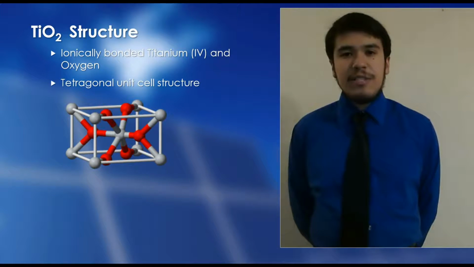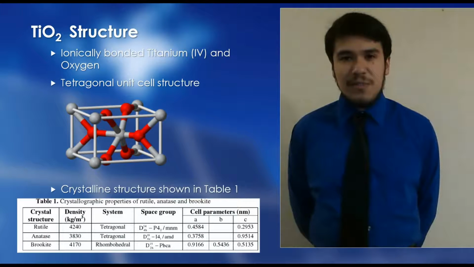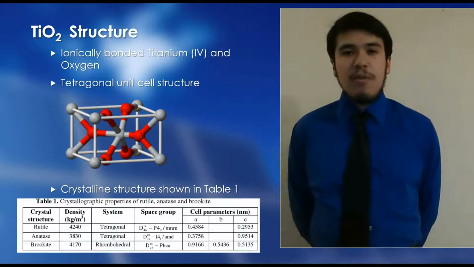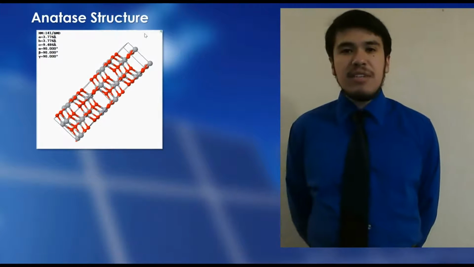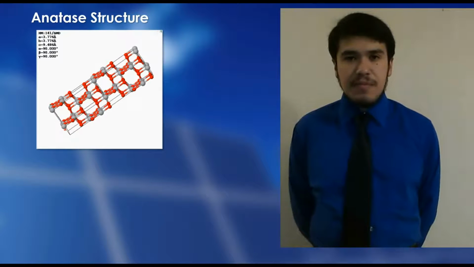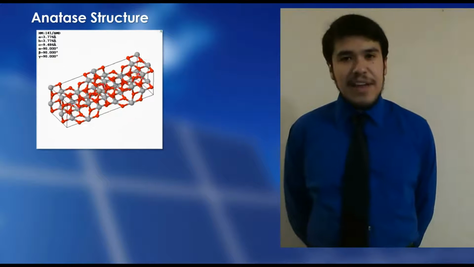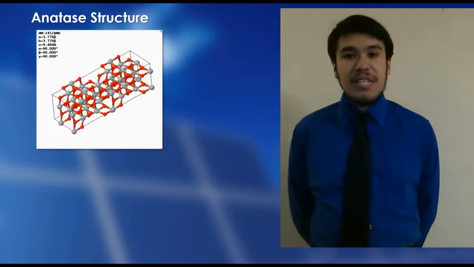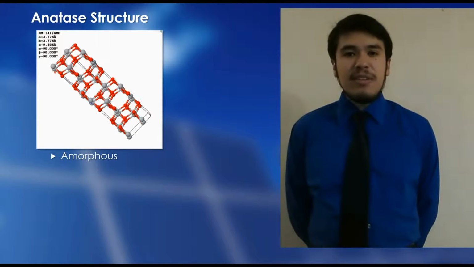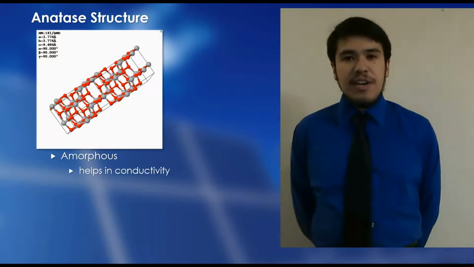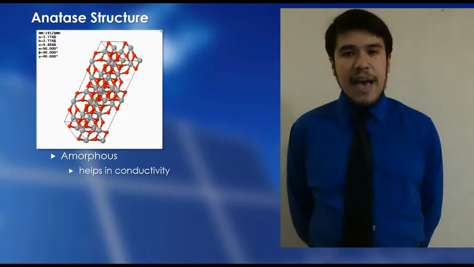It naturally occurs in 3 different crystalline structures: rutile, brookite, and anatase. The anatase structure is the most important when looking at photoelectric cells and conductivity. In the anatase structure, it is amorphous, which helps with conductivity. This means that electrons can move freely throughout the material due to the uneven distribution of atoms.